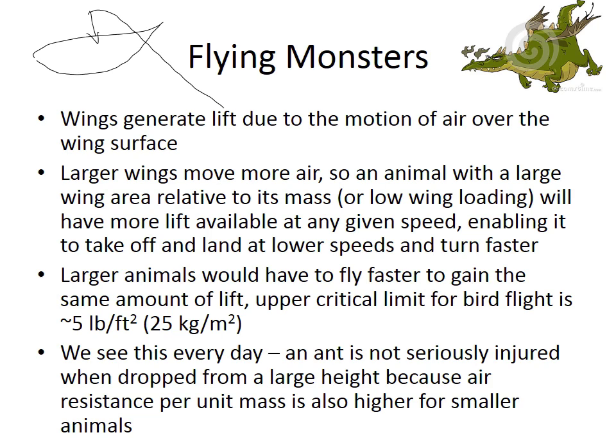Larger wings move more air. So an animal with a large wing relative to its mass, also known as low wing loading, will have more lift available at any given speed, enabling it to take off and land at lower speeds and turn faster. This is excellent. However, larger animals would have to fly faster to gain the same amount of lift, and so there is a limit. There's an upper critical limit for bird flight, about 5 pounds per square foot, so that's about 25 kilograms per square meter.